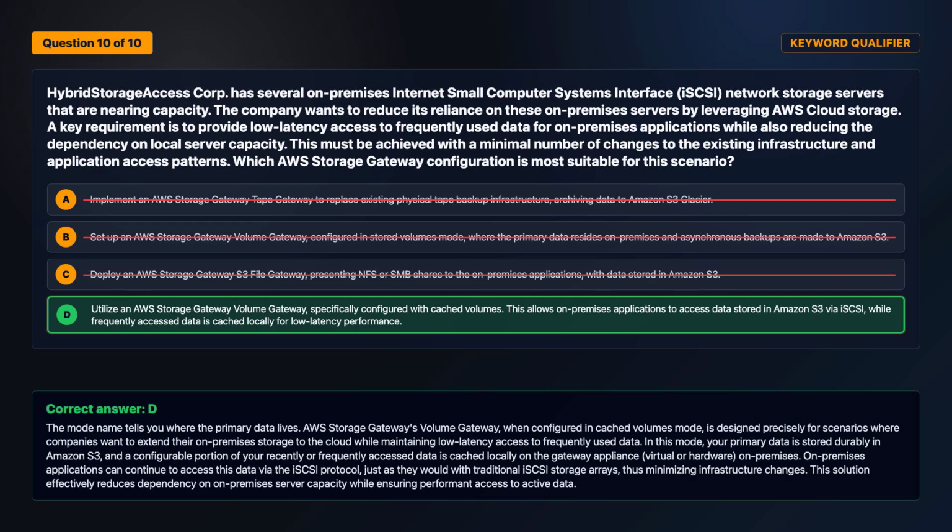On-premises applications can continue to access this data via the iSCSI protocol, just as they would with traditional iSCSI storage arrays, thus minimizing infrastructure changes. This solution effectively reduces dependency on on-premises server capacity while ensuring performant access to active data.